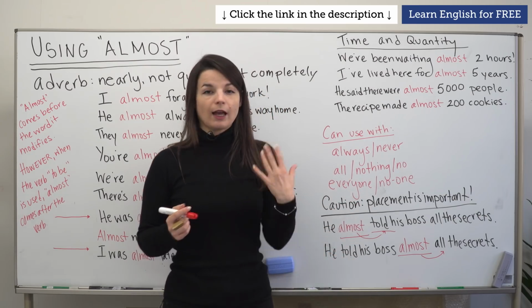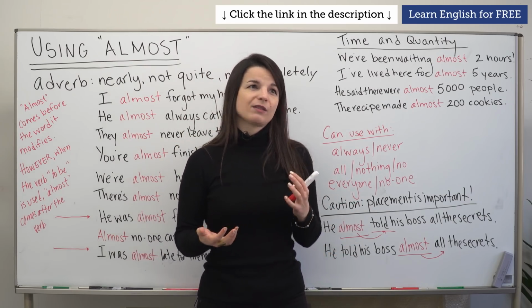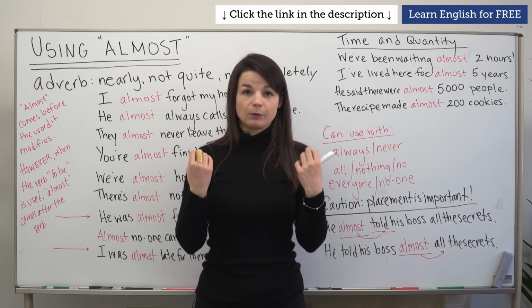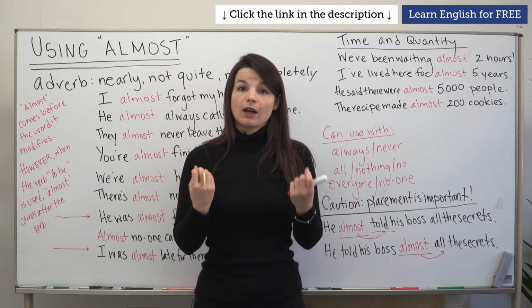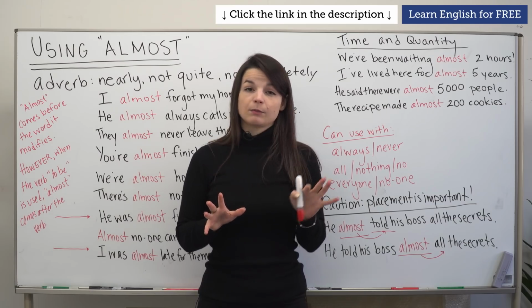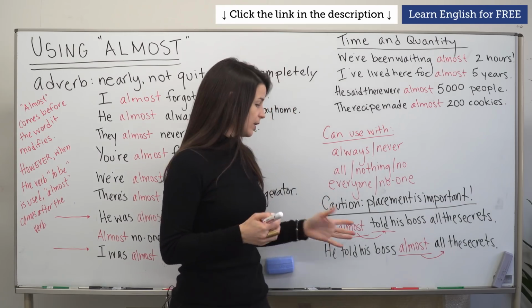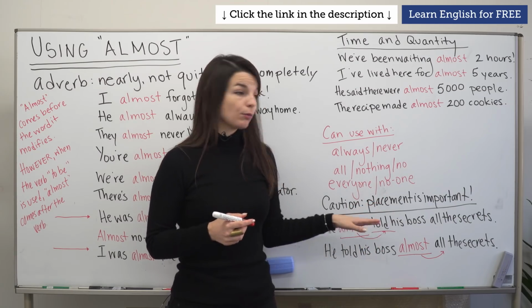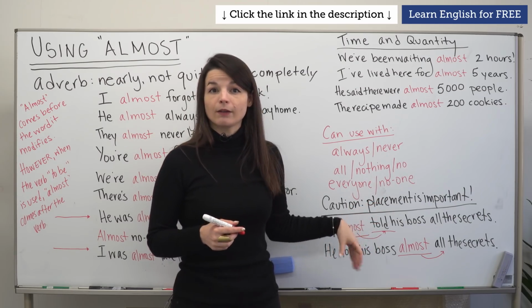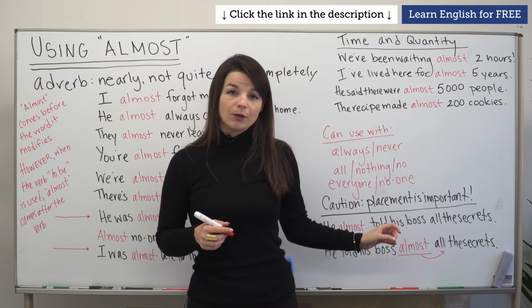Finally, when you're speaking, as I am right now, we do have the ability to use our voices. We can emphasize key words. We can stress them with our voices to make it clear which word we want to emphasize. However, we can't really do that in writing. So it's really important to think about where we place the word almost when we're writing.